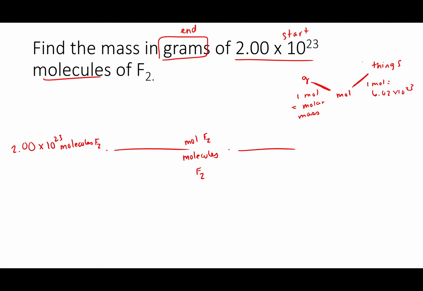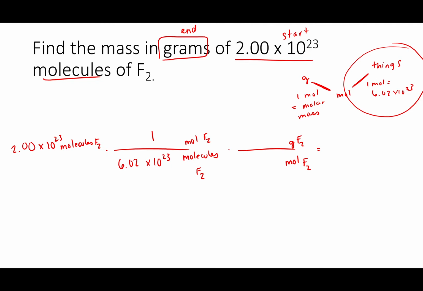So that's using this half of mole island. This is our step number 1. Now, I don't want moles of F2, so it goes to the bottom, and I convert up to grams of F2. So my first fraction, 1 mole, 6.02 times 10 to the 23rd. Again, I'm just writing in my conversion factor, so it's a true statement.